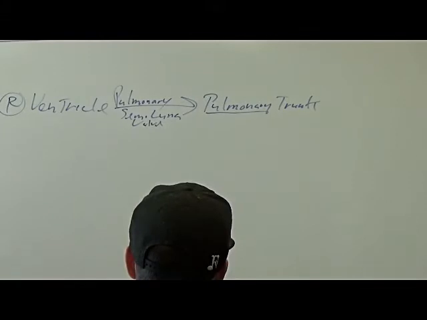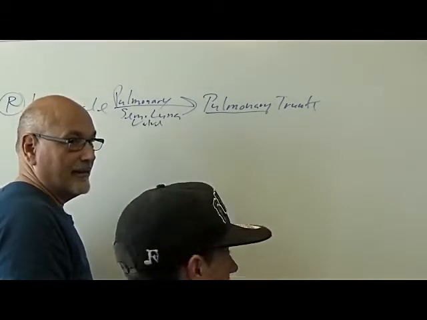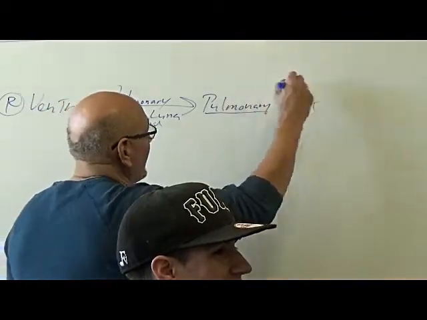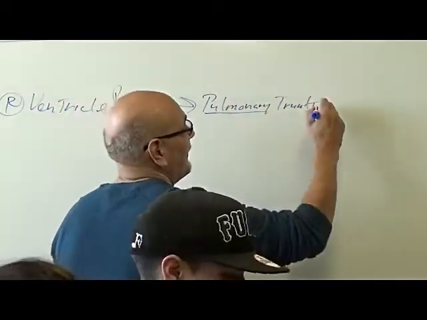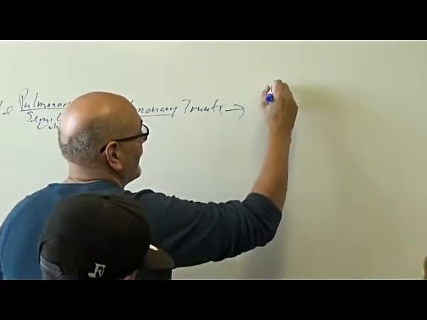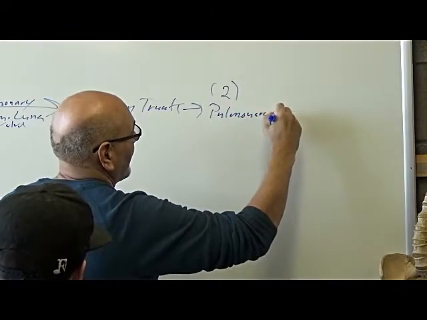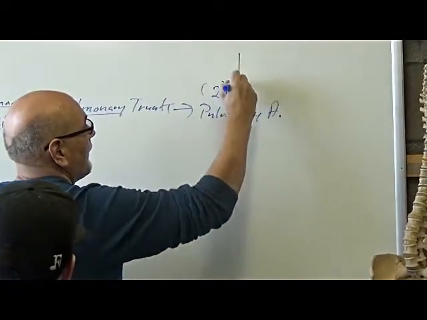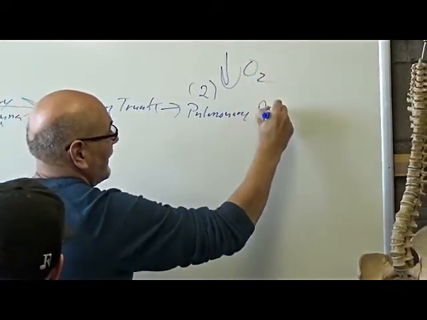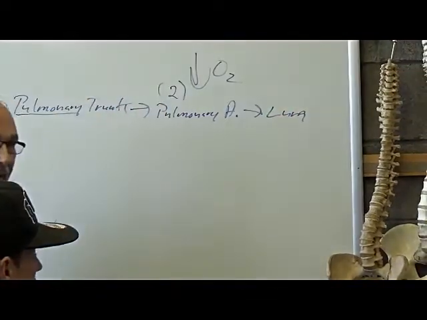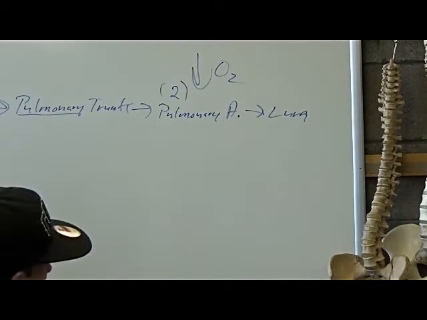So why am I writing this in blue versus red? Because those are oxygenated. No, reverse. Reverse. So at this point, from here we go into two pulmonary arteries, and these would be very low in oxygen. From here we go to the lungs. Okay? So now we're going to switch from blue.